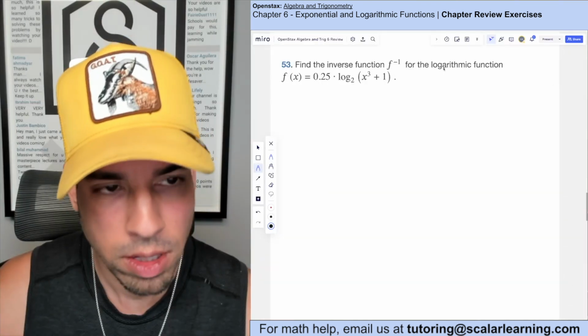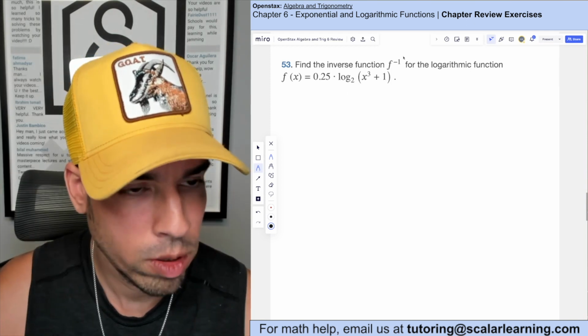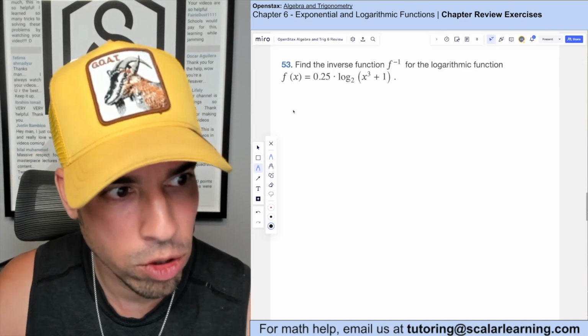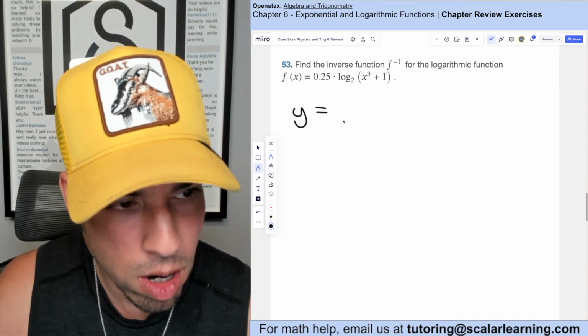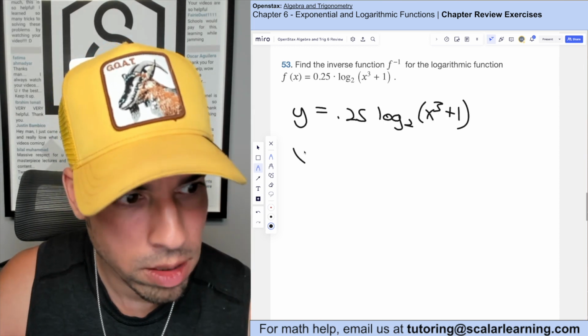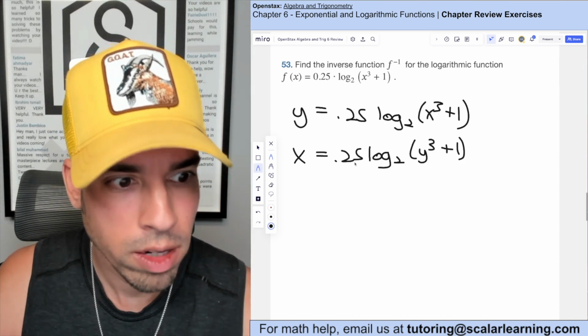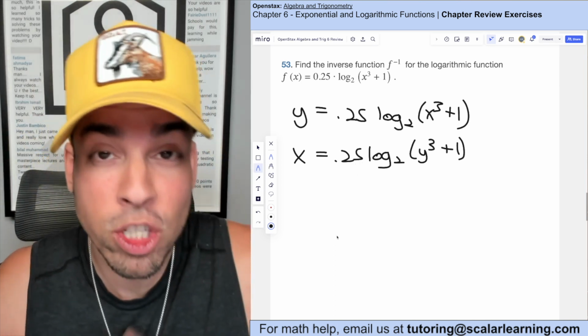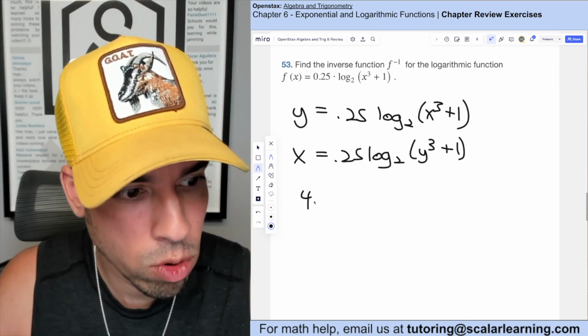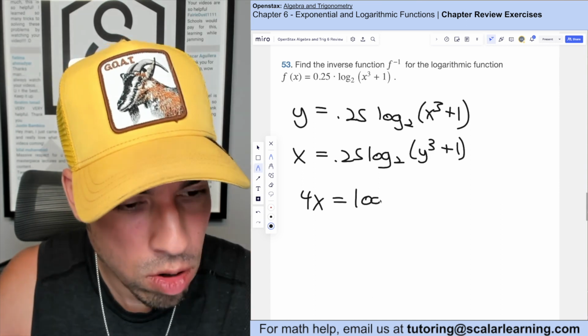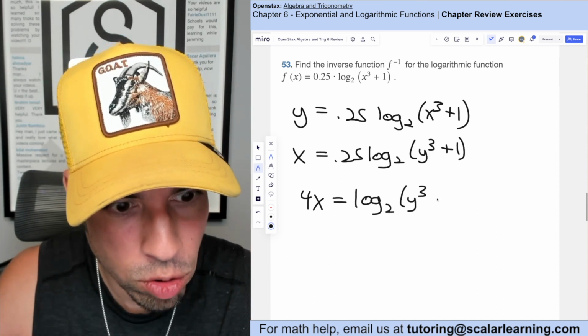Done. Find the inverse of this logarithmic function. So the first step to finding the inverse is I'm going to rewrite that f of x with y. Then we're going to swap the x's and the y's like so. And then we're going to isolate the y. So first I'm going to divide by 0.25, which is the same as multiplying by 4. So I got 4x equals log base 2 of y cubed plus 1.